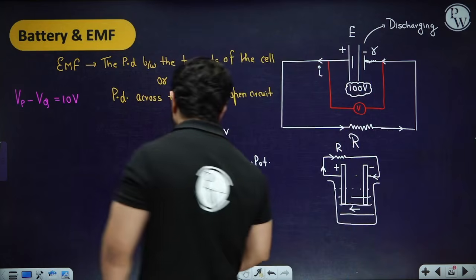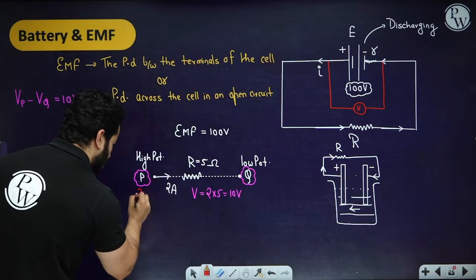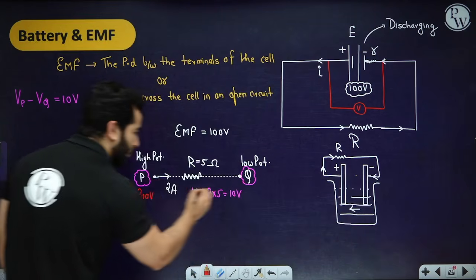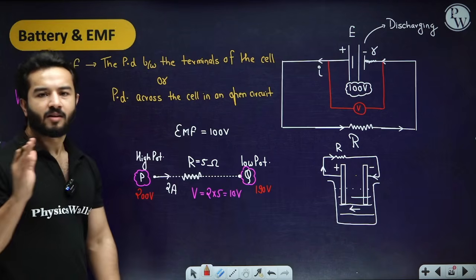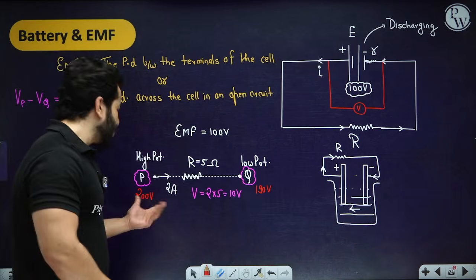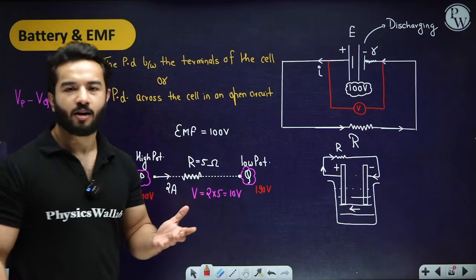I can say that let's suppose the potential of this point is actually 200 volt. So this would mean the potential of this one is 190 volt. That's it. I really don't know what this individual potential is. Are you getting it? So I can assume anything to solve my question.